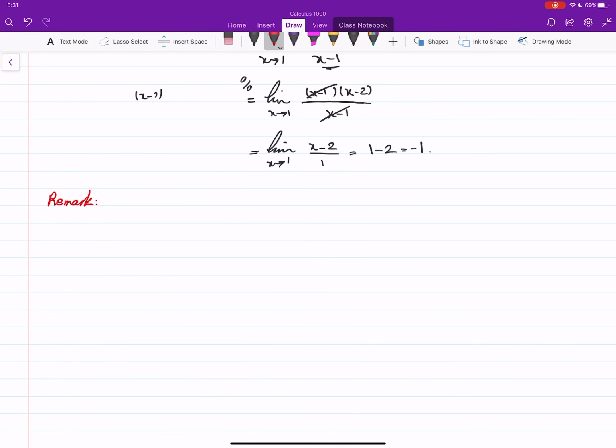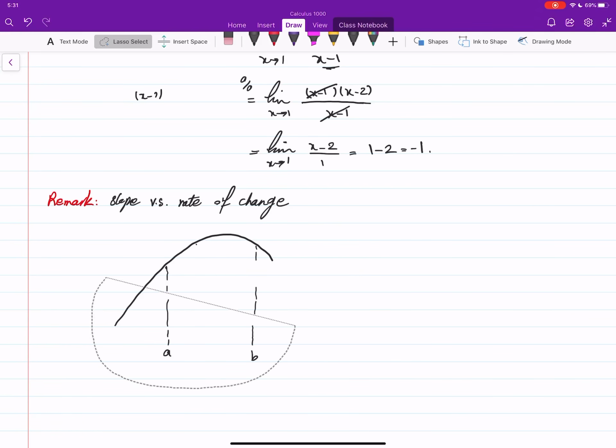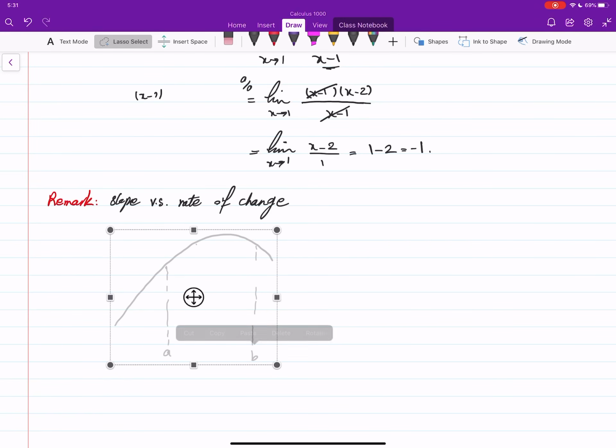Let me finish this video with one small remark. What is the relation between the slope of a tangent line and a rate of change? Well, let's say we have the function f. This is the graph of that. Let's say a is somewhere here and b is somewhere here. And now let me just copy and paste this here.